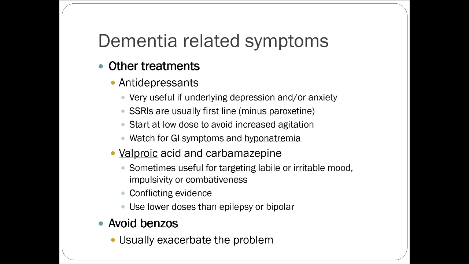Valproic acid and carbamazepine, we'll talk about next week. They're anti-epileptic drugs, and they could be useful for targeting labile or irritable mood, impulsiveness, or combativeness. There's some conflicting evidence over them. They're anti-epileptic drugs first and foremost, but they've been studied extensively in bipolar disorder as well. So think about things that cause, I always think about bursts of excitatory response in the brain, things like bouts of rage or irritability or impulsivity or aggression.